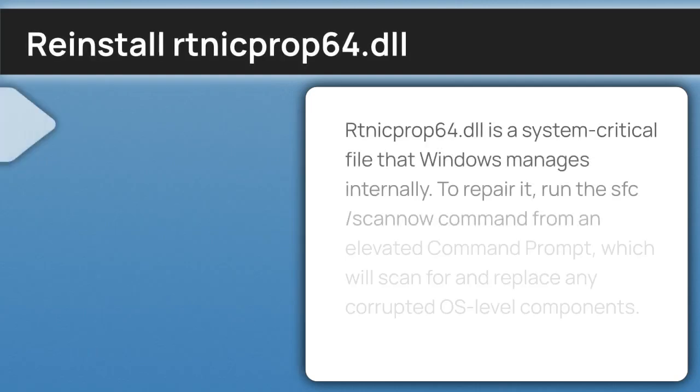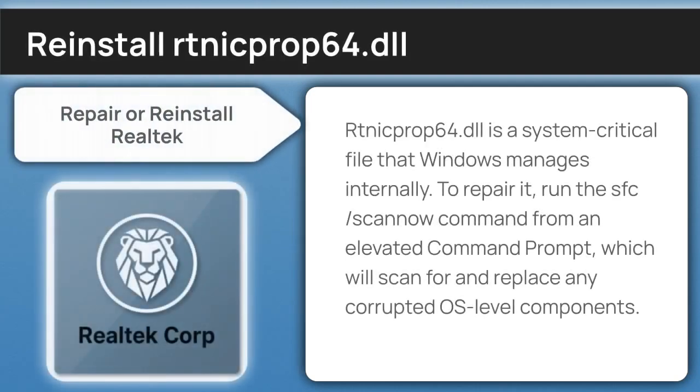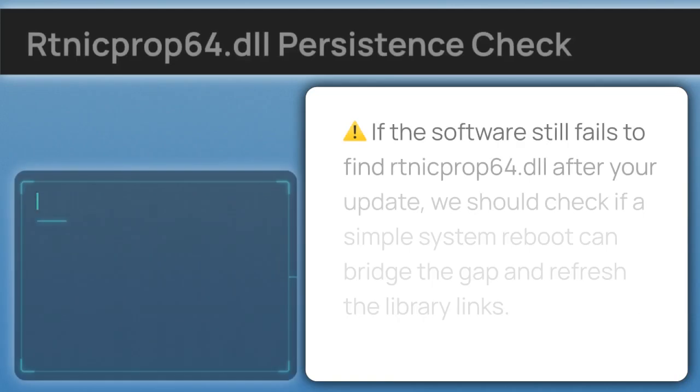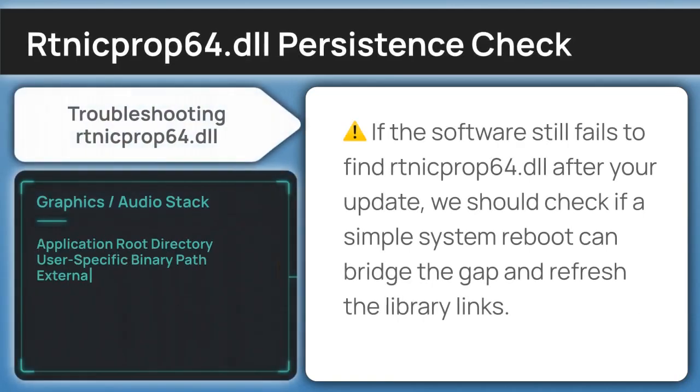Realtek NIC Prop 64 is a system-critical file that Windows manages internally. To repair it, run the sfc /scannow command from an elevated command prompt, which will scan for and replace any corrupted OS-level components. Should the file remain missing after a reinstall, we need to ensure that the operating system is forced to re-index its shared library paths.